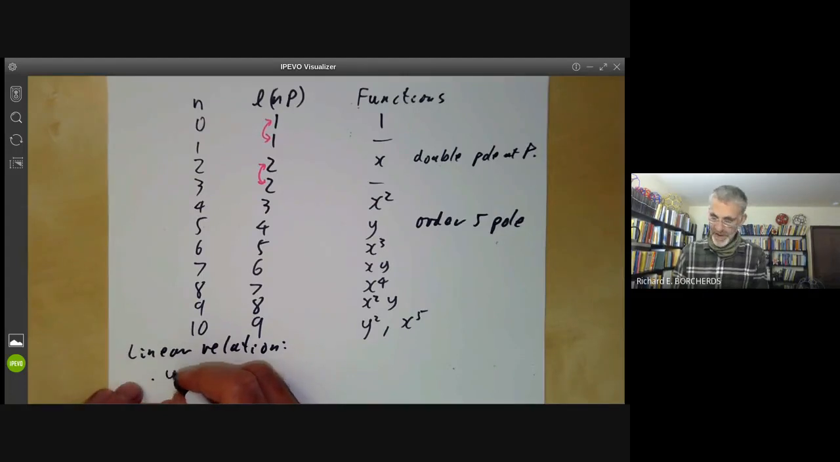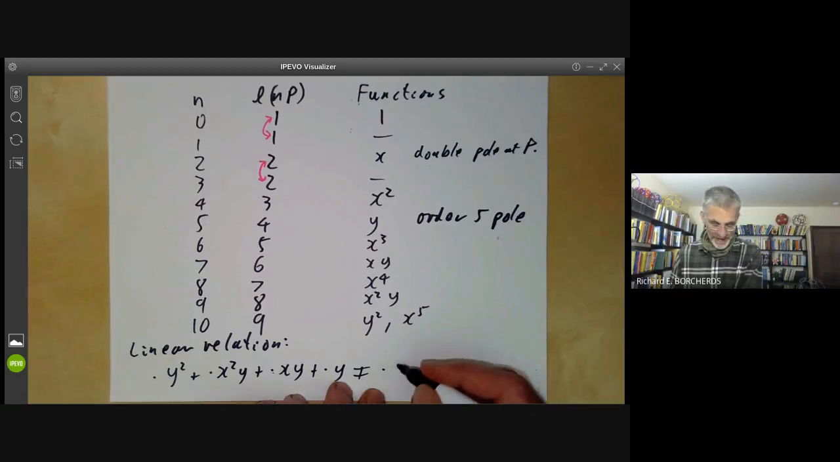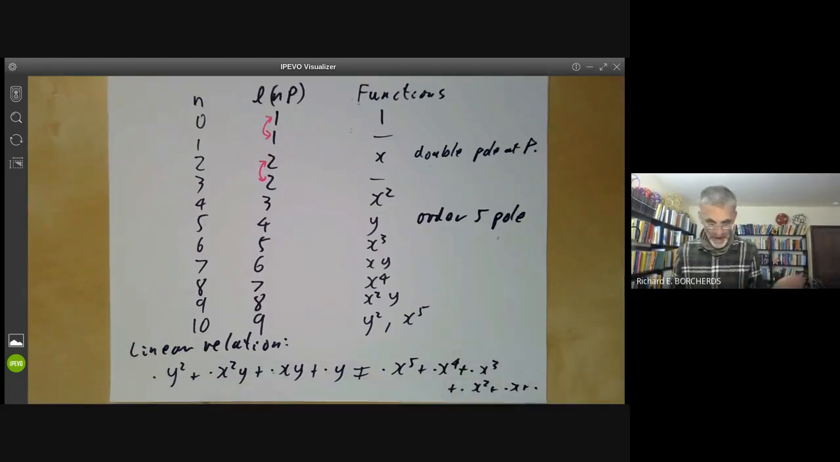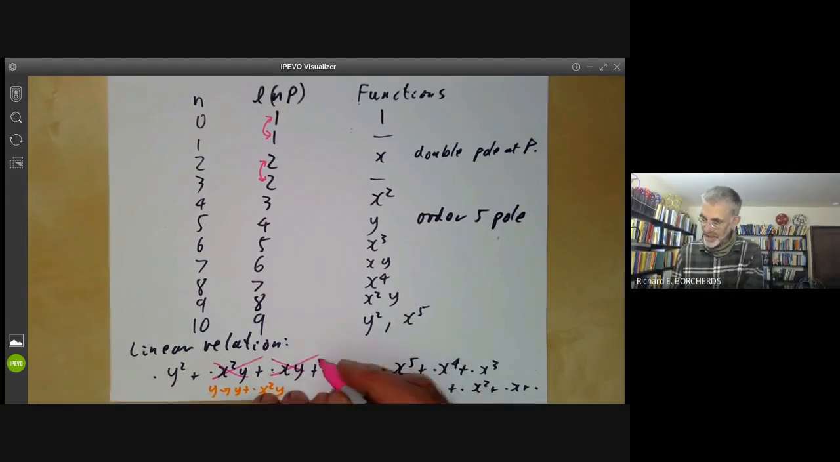something times y squared plus something times x y plus something times y equals something times x to the 5 plus something x to the 4 plus something x cubed plus something x squared plus something x plus something. Well, we can, of course, simplify this a bit. We can change y to y plus something times x squared if we're not in characteristic 2 and get rid of this term here. Similarly, we can get rid of this term by adding a multiple of x to y, and we can get rid of this term.